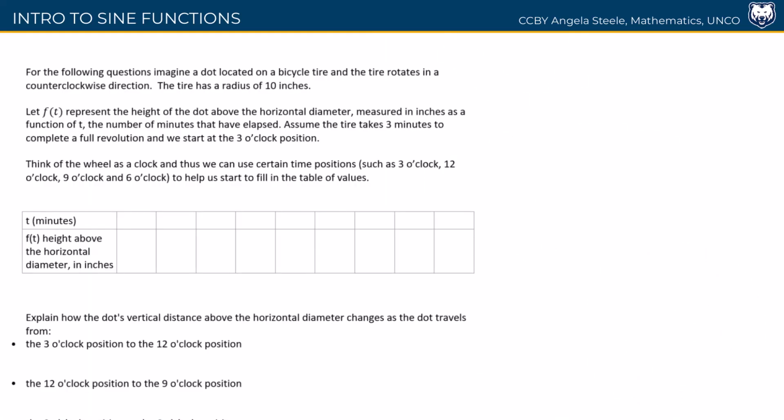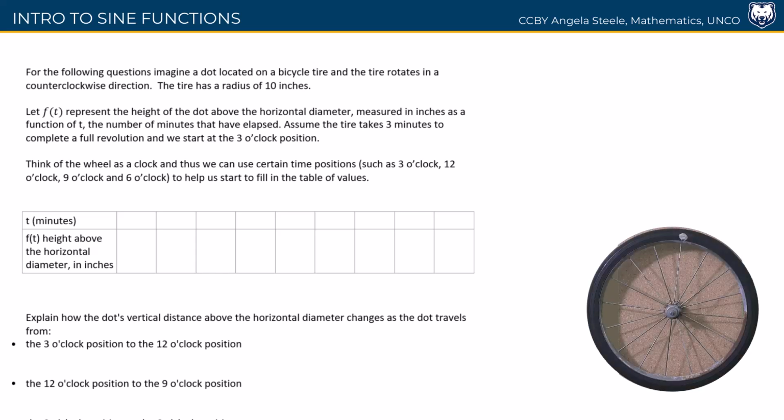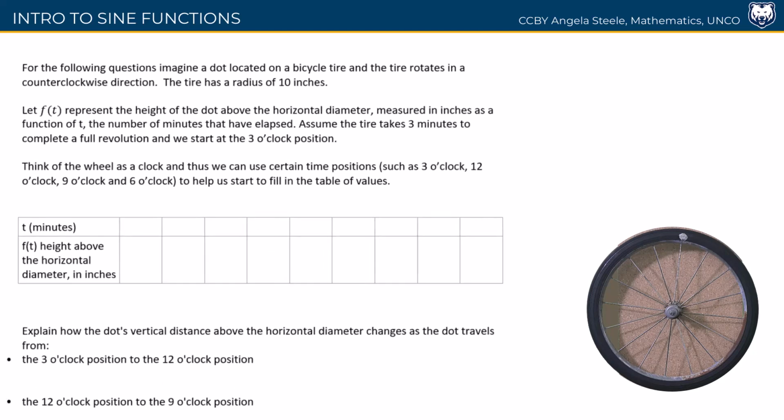So in our worksheet here, we're going to think about looking at a bicycle tire, because obviously that is a circular object, and we're going to think about a white dot on this tire, and how that dot is moving around the tire. Okay, so go ahead and just take a second and read through those first 3 paragraphs there.